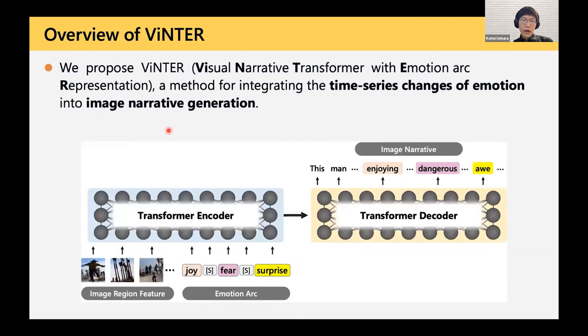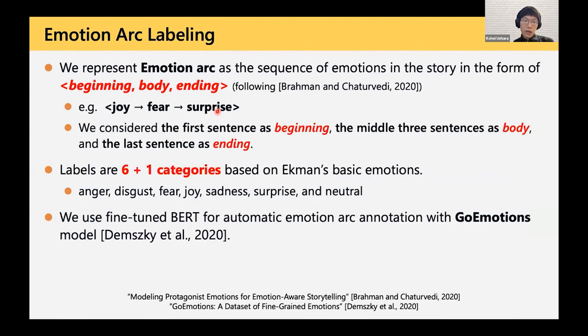Now I'll introduce our proposed model. It can generate narratives using information from images and the desired emotional structure, which is represented by the emotion arc. In this study, the emotion arc is represented as a triplet of emotions for each of the three parts of the story: the beginning, the body, and the ending.